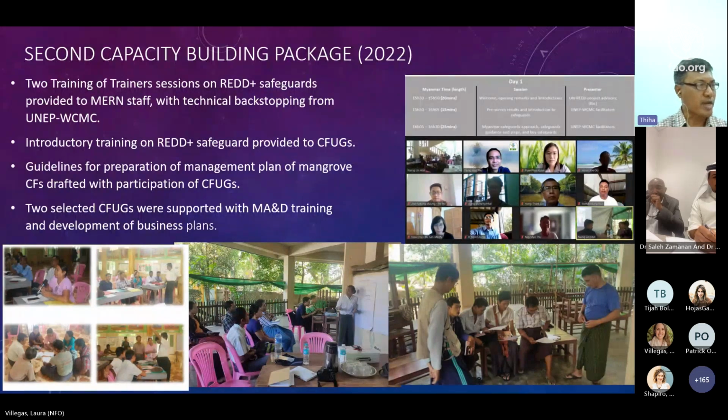Two community forest user groups were supported with training in market analysis and development and business plan development. Next, please.